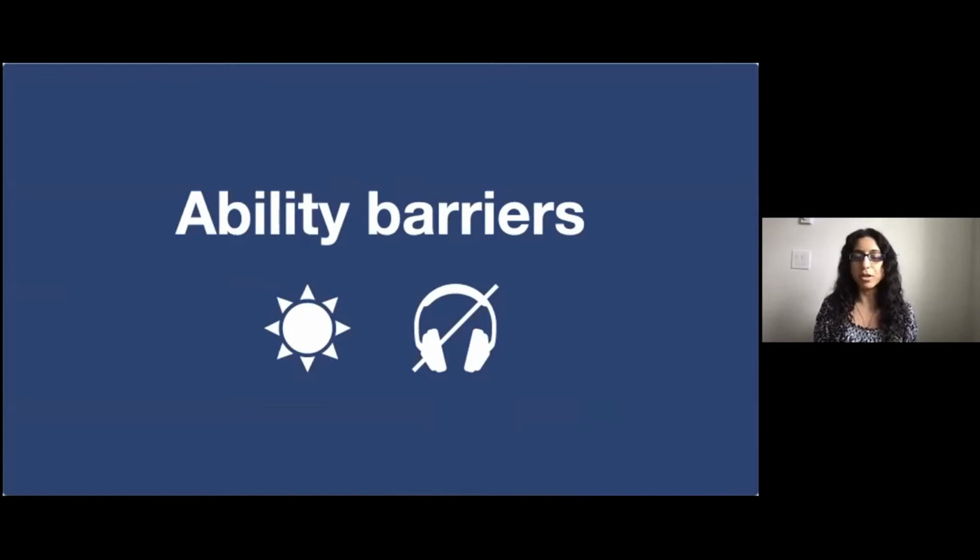So for example, imagine that you're outside, it's sunny, and you have your phone and you're trying to look at the screen, but you have a glare from the sun. And so you can't see your screen as well as you normally would. So that's an example of an ability barrier. Another example is if you're on a really quiet bus and you want to watch a video, but you don't want to disrupt people by playing the sound. And so that's another example of an ability barrier.